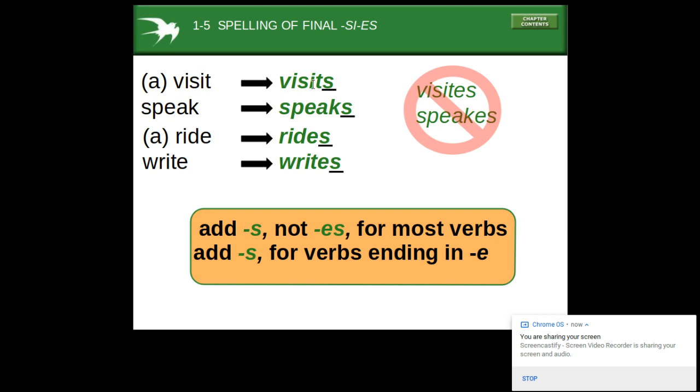Okay. Notice what we do with the endings. So visit becomes visits with an S. Speak, speaks. Ride, rides. Write, writes. So add an S, not an ES for most verbs. So I wouldn't write visits with an ES or speaks with an ES. Okay. If it already ends with an E, like ride, just add an S. Write, just add an S.